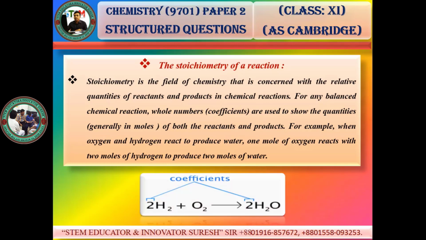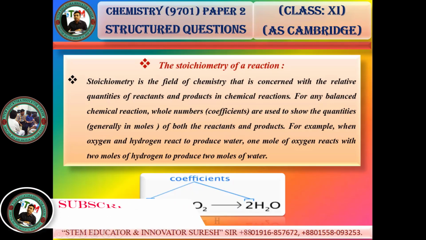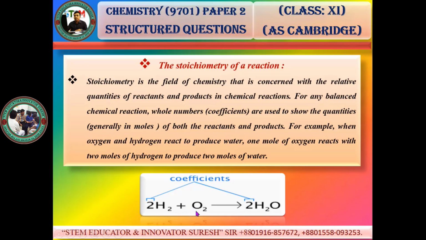Now we want to see that coefficients are presented by writing a number as a prefix of the element or compound. Look, 2 stands for 2 moles hydrogen reacting with oxygen, where there is nothing written. Some of you may be confused about what happens here. Nothing. There exists 1 mole oxygen, and after the reaction it is forming 2 moles of water.